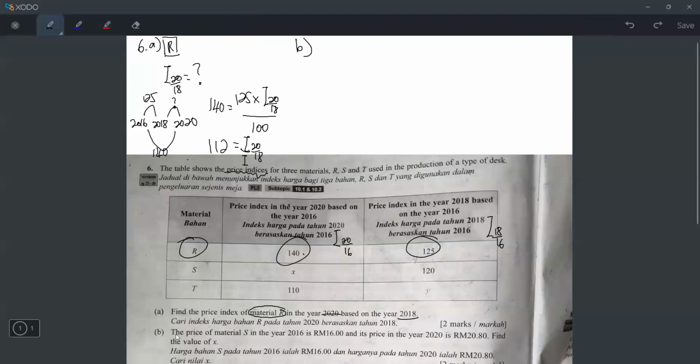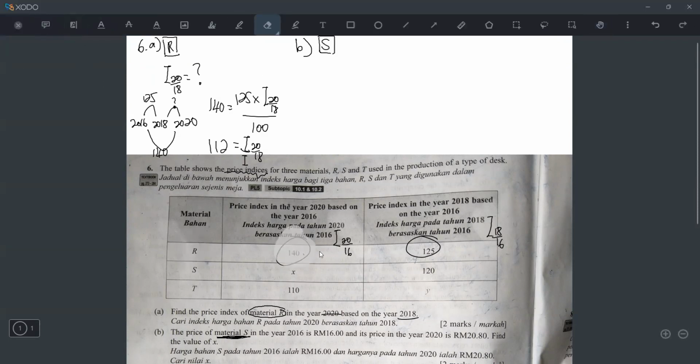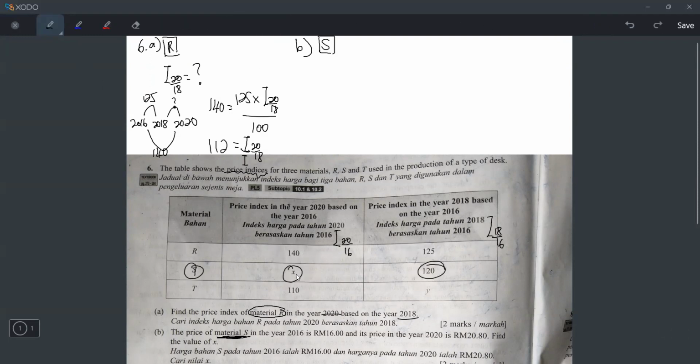So let's read here. The price of material, oh, they mentioned S. It means I have to look at everything for S only. Okay, so I have to erase this, right? Now I'm only using this info, and I don't even have this info, but it's okay. Let's read the question. The price of material S in the year 2016 is 16 ringgit. So P of 2016 is 16. And the price in the year 2020 is 20.8. So P of 2020 is 20.8. And during exam, don't be like me, write the RM, okay?